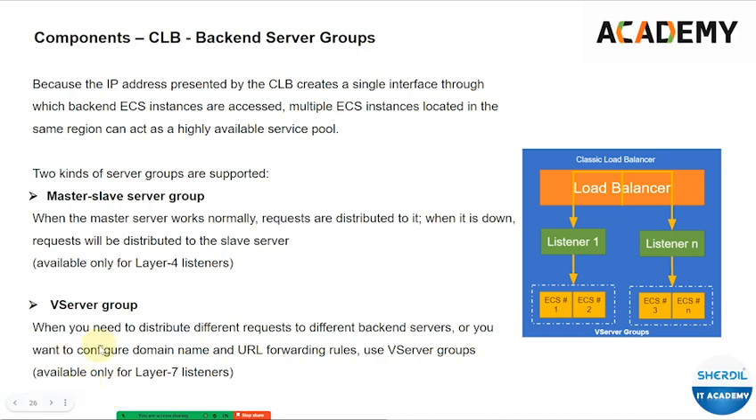So let's repeat these options. The vServer group is for when you need to distribute different requests to different backend servers, or you want to configure domain name or URL forwarding. The master slave server group is when the master server works normally, requests are distributed to it. When it's down, requests will be distributed to the slave server. The master slave server group is an active passive option, while in the vServer group there is no active passive option available.